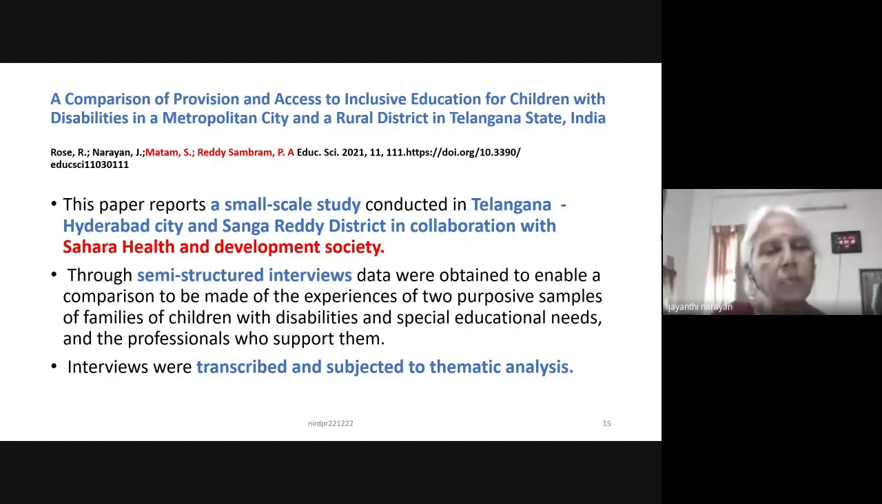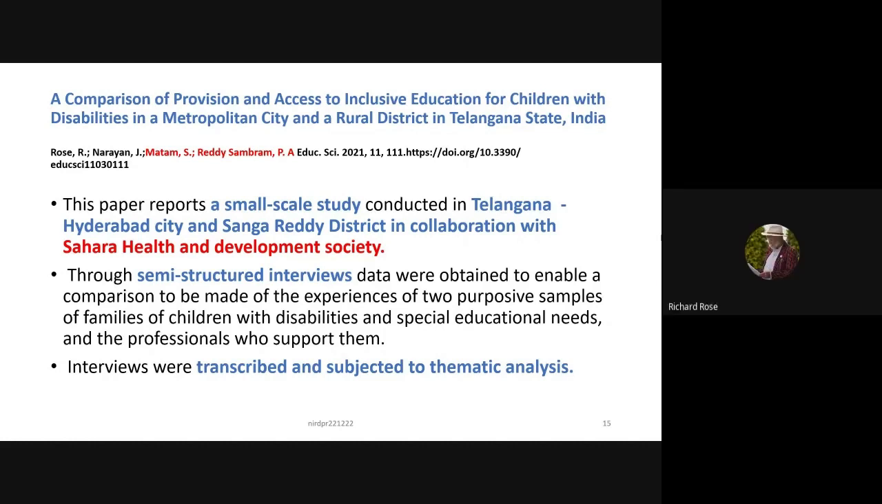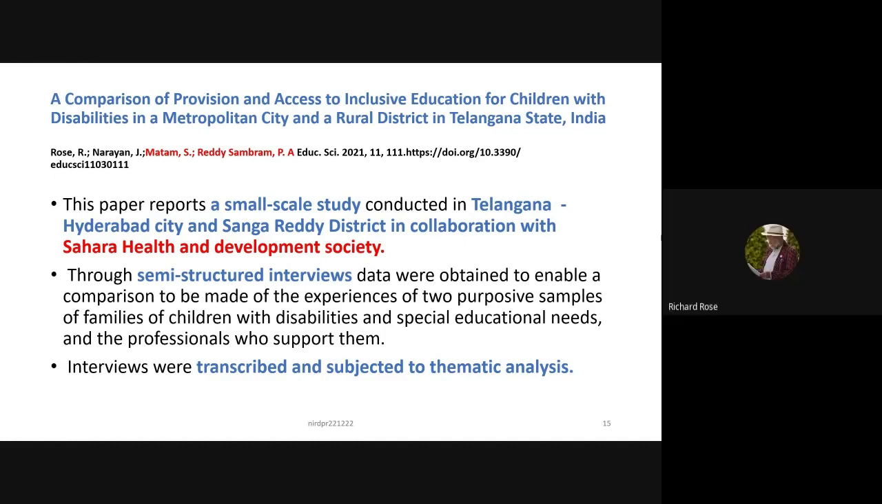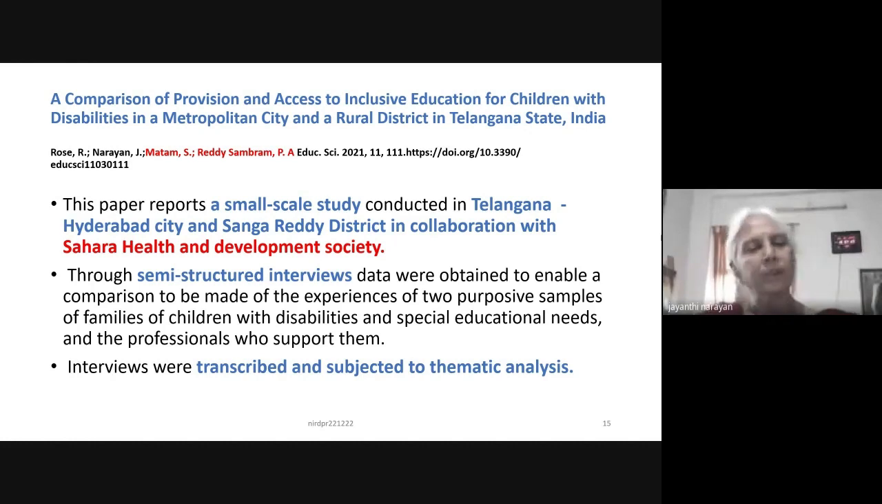So this is a small scale study. Yes, I'm still here, and Jayanthi. Oh, okay, Richard. So you will supplement if I'm missing out anything. Yes, okay. I should be here for another 20 minutes or so.